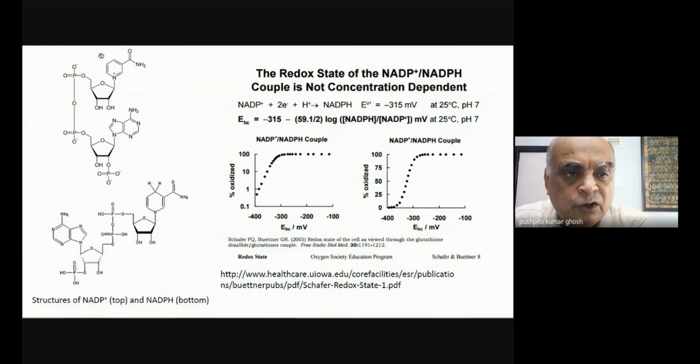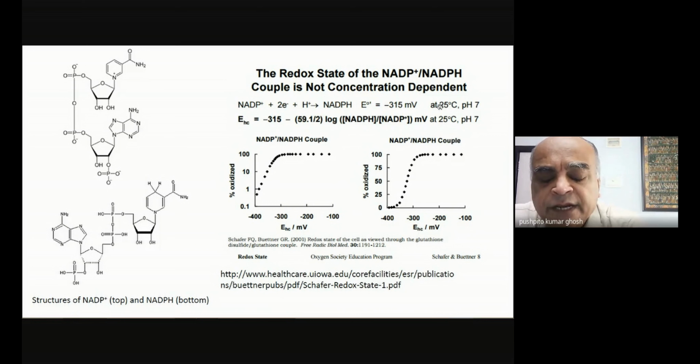NADP plus, which is this, requires 2 electrons plus a proton to get converted into this. So this is a 2 electron process, going from here to here. Now the redox potential for this reaction is equal to minus 315 millivolt.